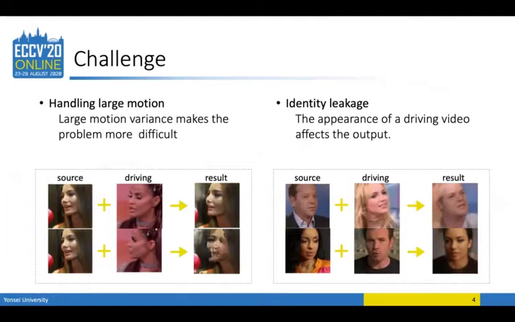Also, identity leakage is another major difficulty in motion transfer. In the second example, you can see results that have mixed appearance of source and driving. Thus, isolating only pose from the driving video is another crucial issue in motion transfer.